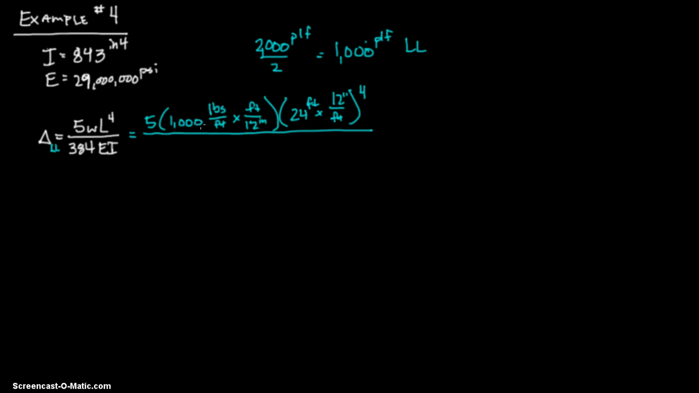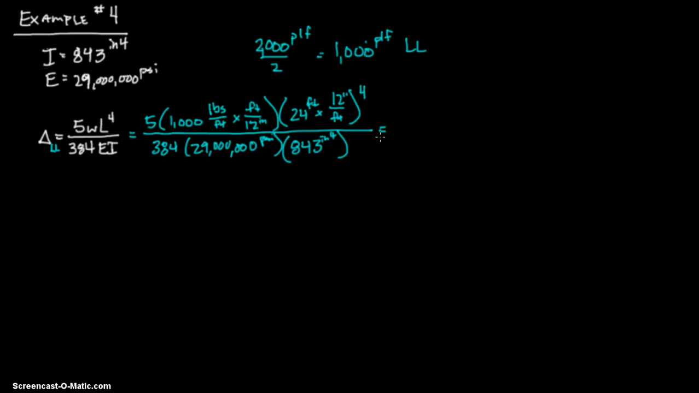And take that over 384 E, which was 29 million PSI. And then you had I, which they told us was 843, which you could also find on the section properties of your steel book for the W21 by 44. All right, now let's get out the calculator and figure this out.